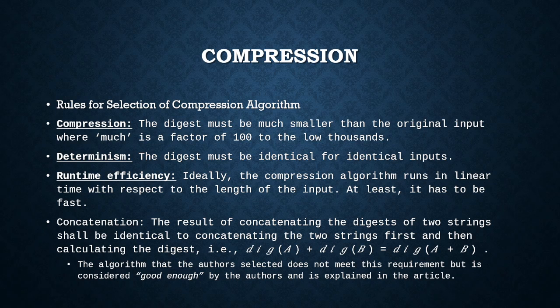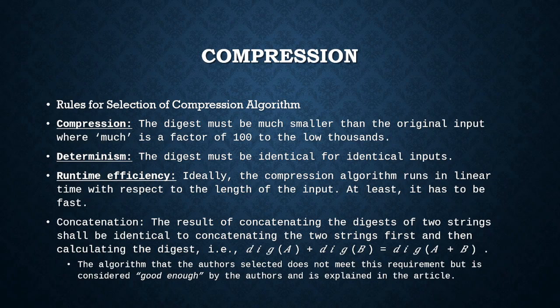Now, the rules for this compression are as follows. Compression: the digest must be much smaller than the original input, where much is a factor of low to high, of hundreds to low thousands. It also must be deterministic, which means that the digest must be identical for identical inputs. Right? So if I throw in ABC, I get a digest of XYZ, then if I do it again, it's still going to come out with XYZ, no matter how many times I run it. One time, 1,000 times, 1,000,000 times. If I put in ABC, I'm getting XYZ out.